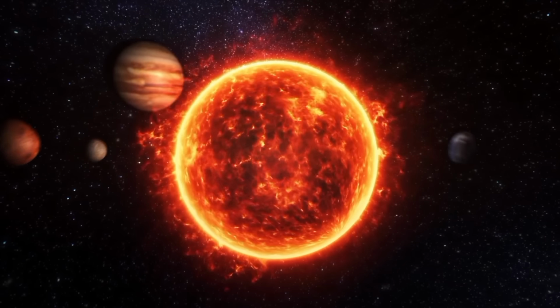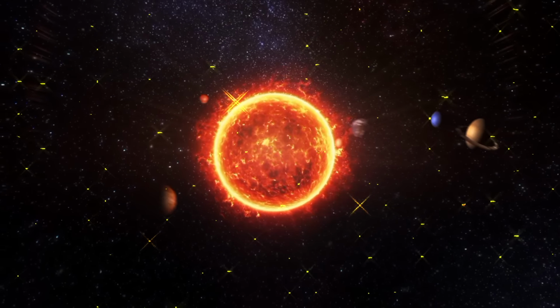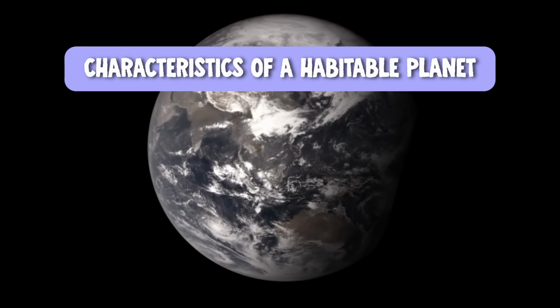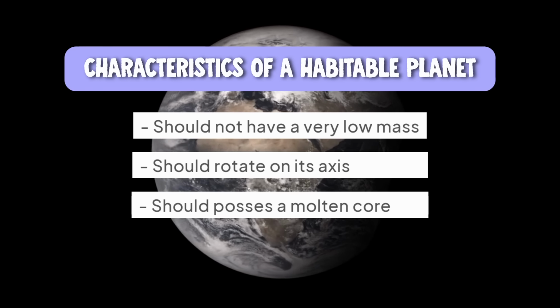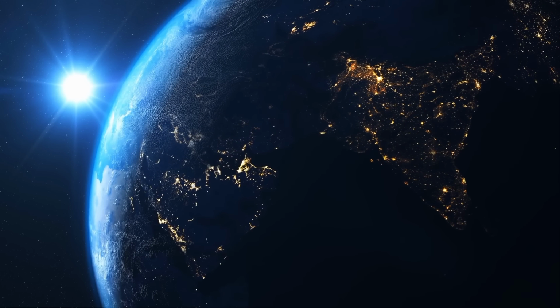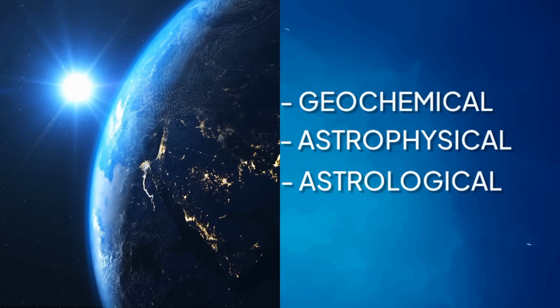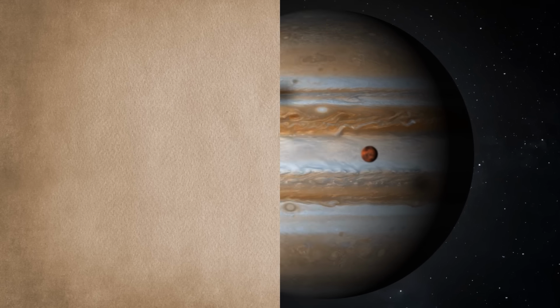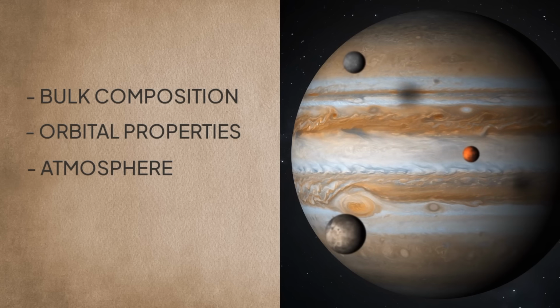In order to support life, a planet must be a comfortable distance away from a star, and the stars around it must be stable. The planet should not have a very low mass, it must rotate on its axis, possess a molten core, and should hold an atmosphere. The conditions that a celestial body must fulfill in order to support life involve certain geochemical, astrophysical, astrological, and geophysical criteria. A number of factors must be considered, including the planet's bulk composition, orbital properties, atmosphere, and potential chemical interactions.